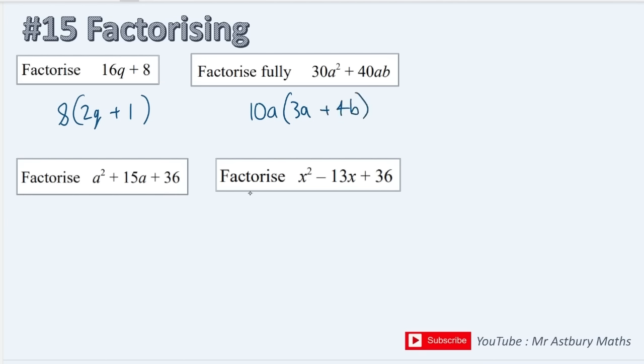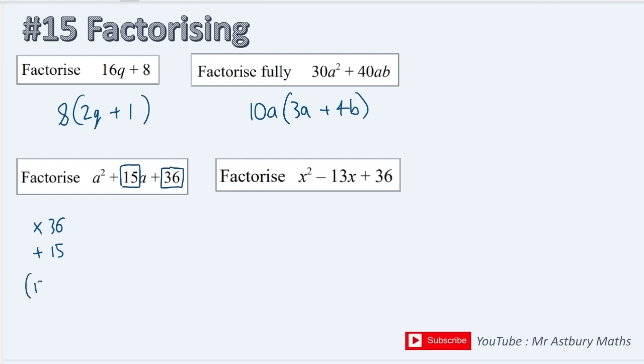And here we have quadratic factorization. So I need to look at what this number is. That's the most important number. And we need to find two numbers that times together to make 36. And then I need to look at this number here, and they need to also add to make 15. So two numbers that times together to make 36 and add to make 15.